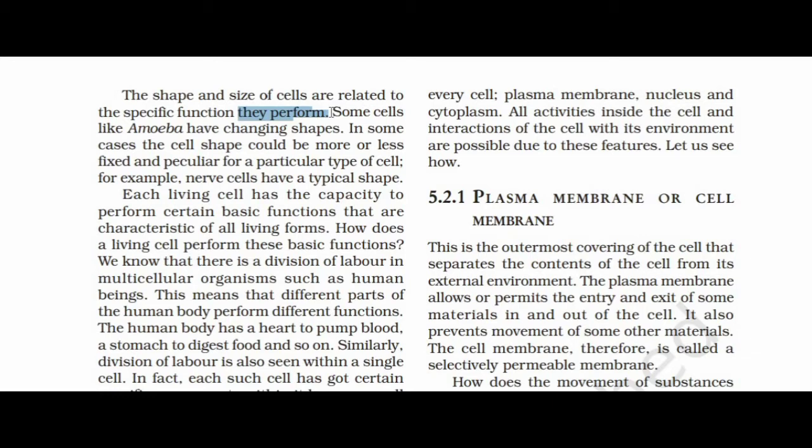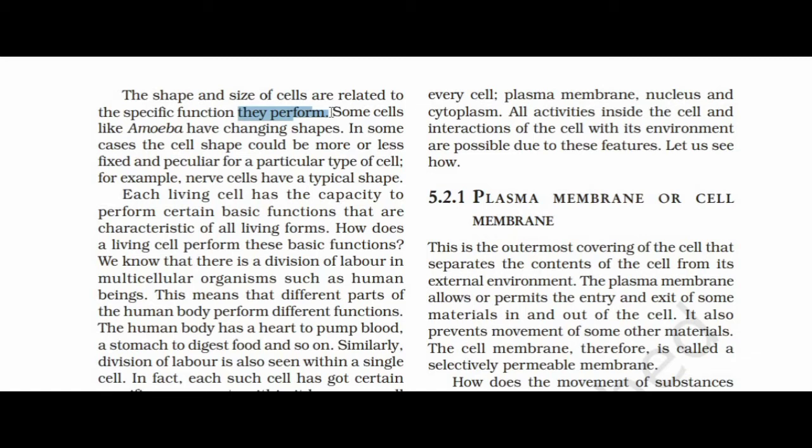Each living cell has the capacity to perform certain basic functions that are characteristic of all living forms. A cell has the power to perform certain basic functions. Cells are the important unit of the body. They have certain functions, they have to perform those functions, and those are the characteristic of all living forms.